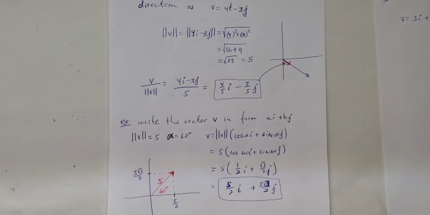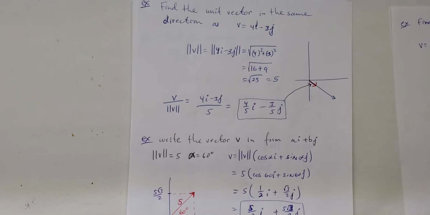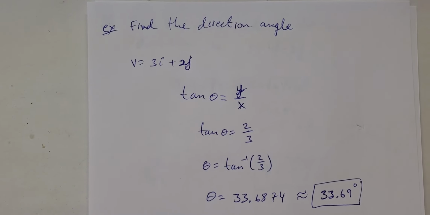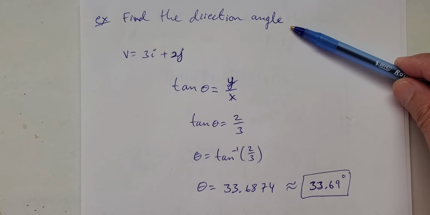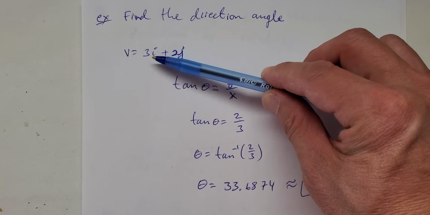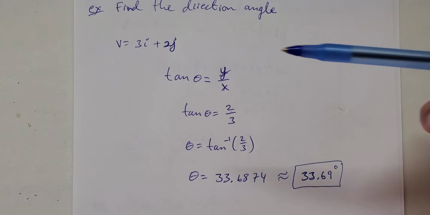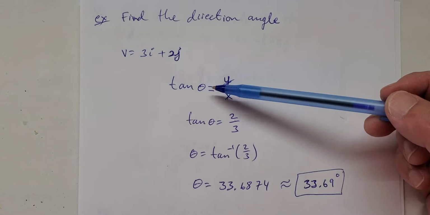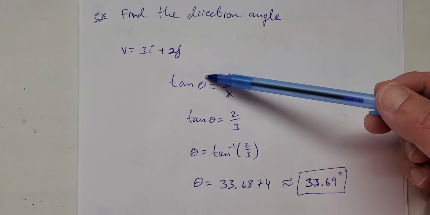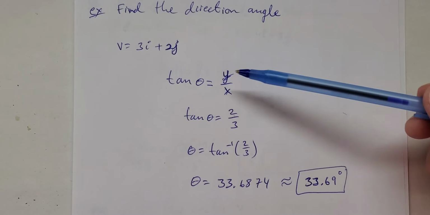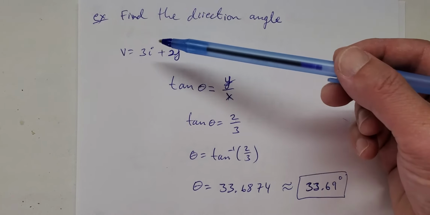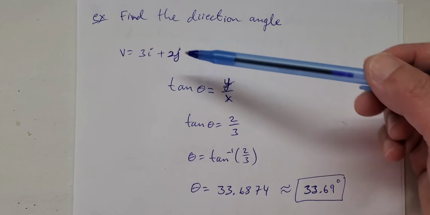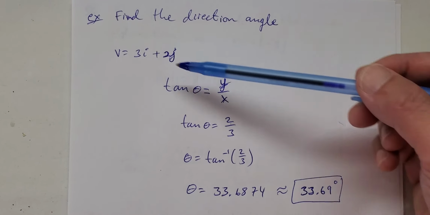We have one more page, which is to find the angle. Here's a vector, 3i plus 2j. To find the angle, we always use tangent, and tangent is y over x. So y is 2 and x is 3.